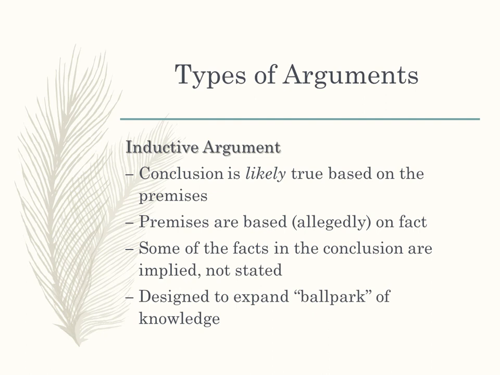Okay, an inductive argument. This one's not exactly the same. This one doesn't say that the conclusion is guaranteed to be true. It says that it's likely to be true. This just narrows the playing field, and it's probably true beyond a reasonable doubt. The premises again are allegedly based on fact, but some of the facts in the conclusion are implied. They're not stated outright. This means that you get in the ballpark of what we're talking about, and it doesn't mean that it's absolutely true, but it means that probably you're right.